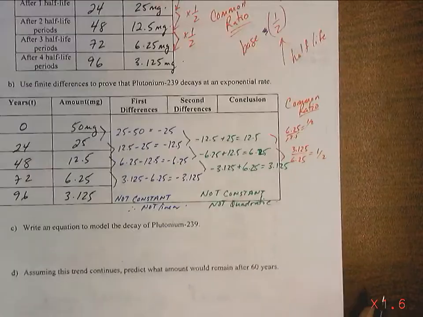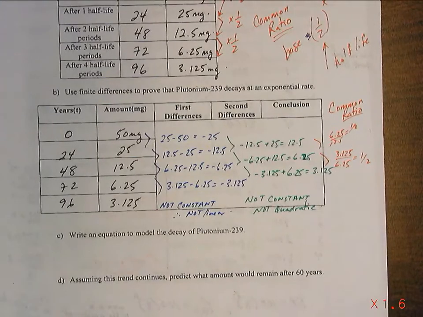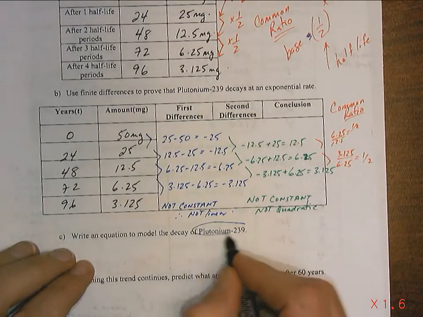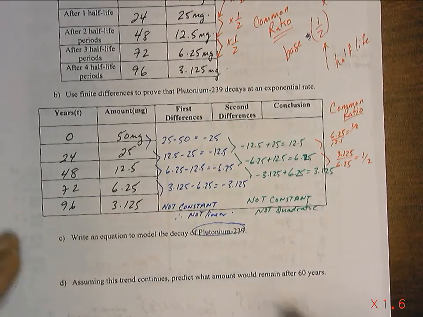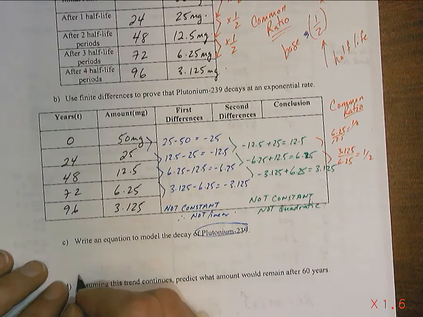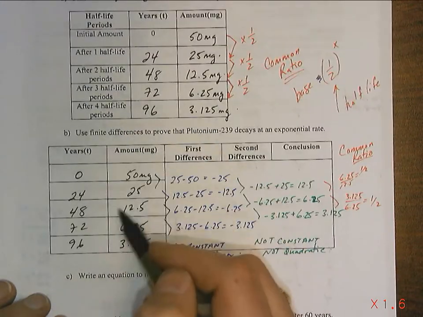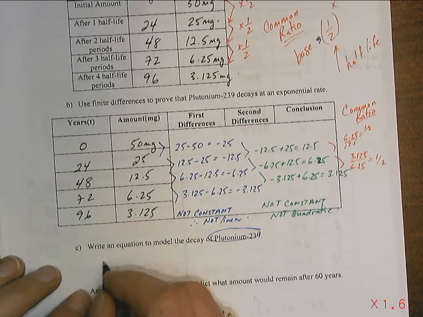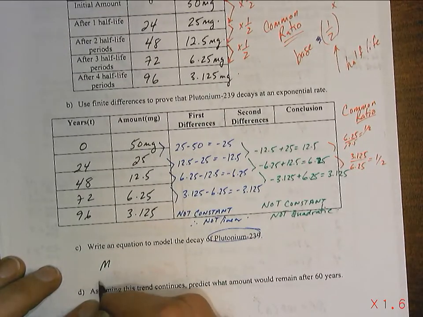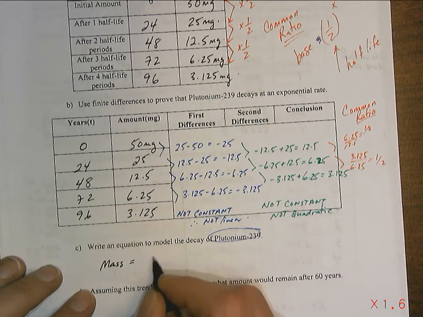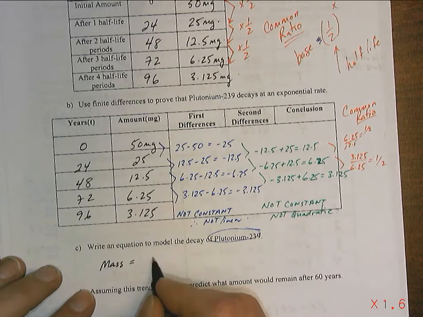So let's take a look at what we need to do down here. Write an equation to model the decay of plutonium. So we know that it's decay. What we use for amount is mass, so we're going to use m as our function. So it's going to be mass, and we're going to say that the mass is going to equal, now we know that it is a half-life, so it's 1/2.